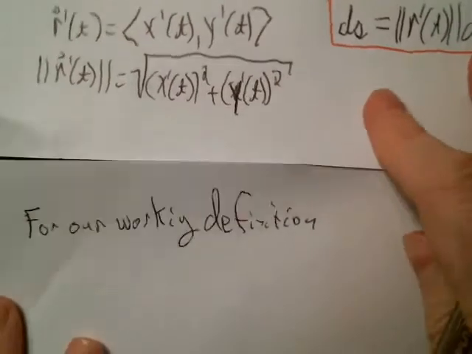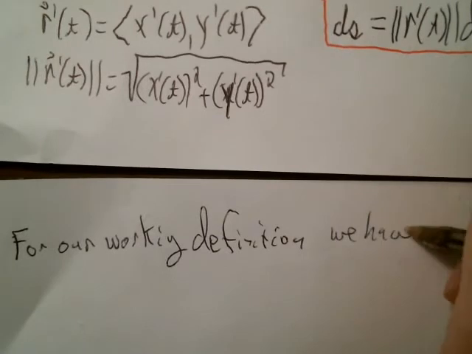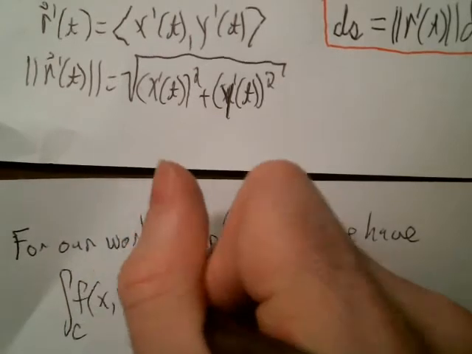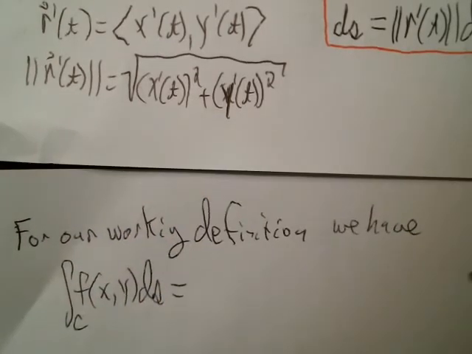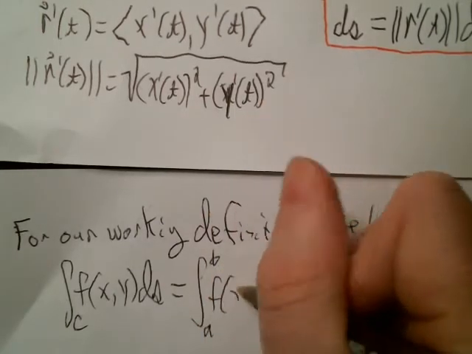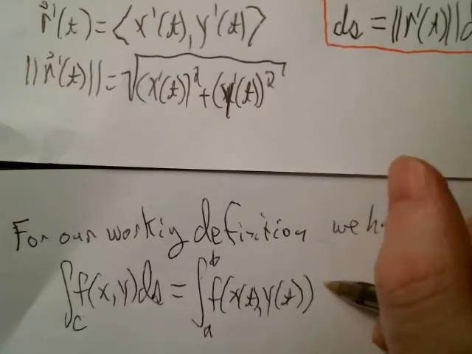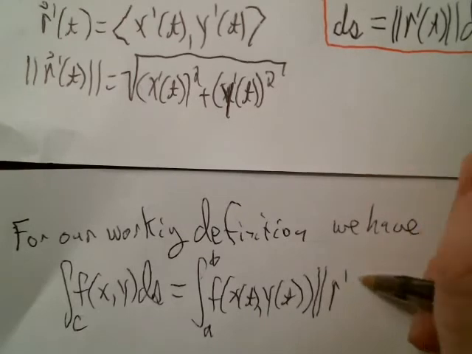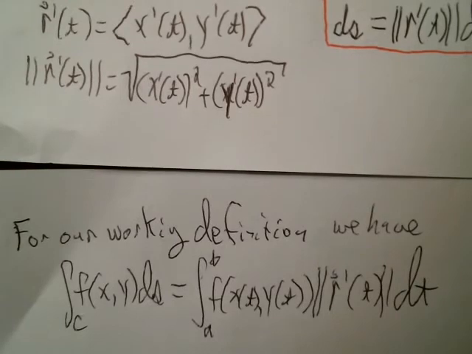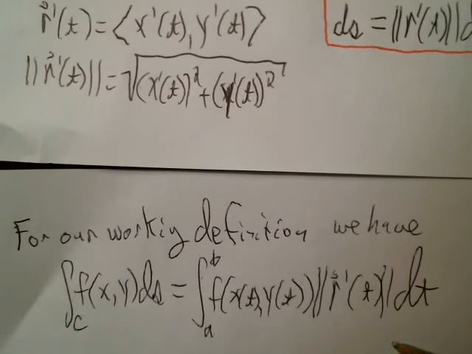For the line integral of f over the curve c, the name for it here, the line integral of f over the curve c is this thing. But we want to put it in terms of t, right? So it's going to be the integral from a to b of f of x of t, comma y of t, times the magnitude of the derivative of r of t dt. And this thing being the square root of the components squared.